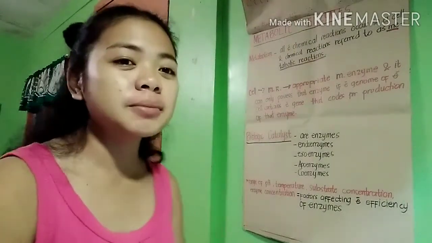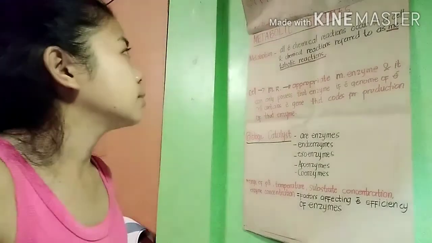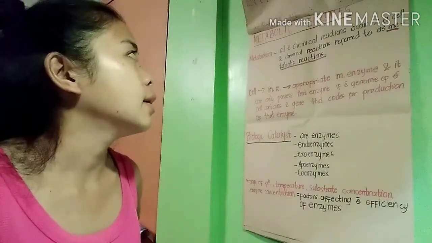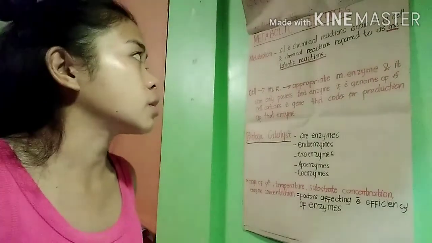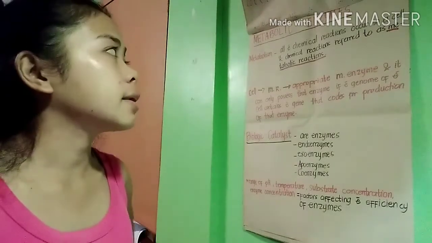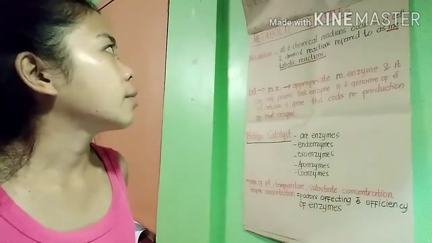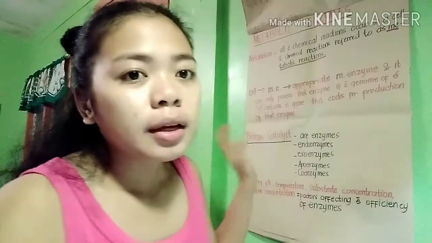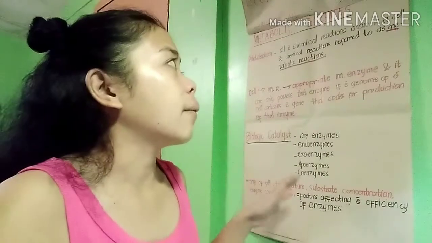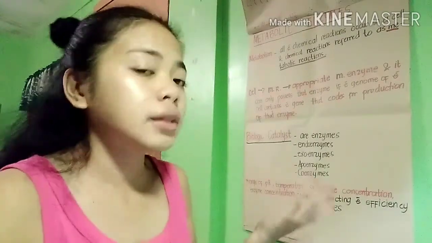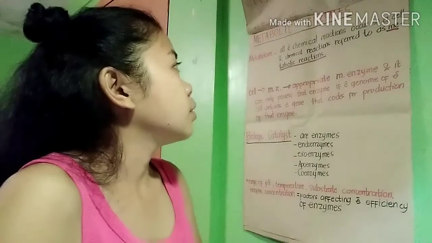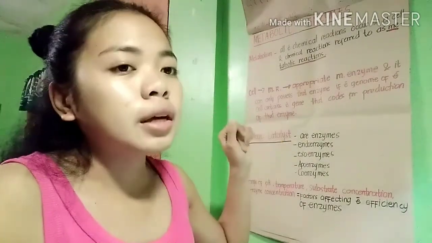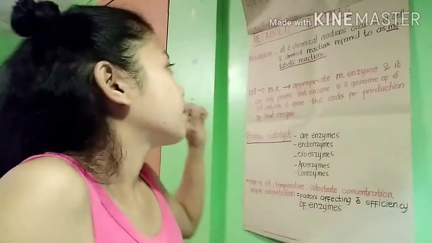Next is the metabolic enzyme. So what is a metabolic enzyme? First, what is metabolism? Metabolism is all the chemical reactions that occur in a cell, and a chemical reaction is referred to as a metabolic reaction. So in metabolism, these are the chemical reactions in our body that occur in a cell.